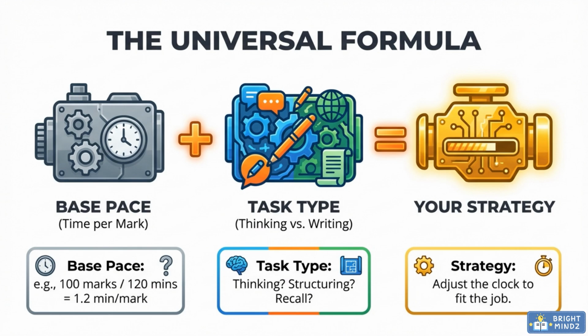Think of your exam timing as a simple formula. Every paper has a base pace, total minutes divided by total marks. That's your average time per mark if everything were equal. But questions aren't equal. Some demand heavy thinking with little writing, others are light thinking but lots of writing. So you bend the base pace. Give thinking questions extra quiet planning time, and push yourself to write faster on straightforward ones. Good strategy means constantly adjusting your pace to match the exact task in front of you.